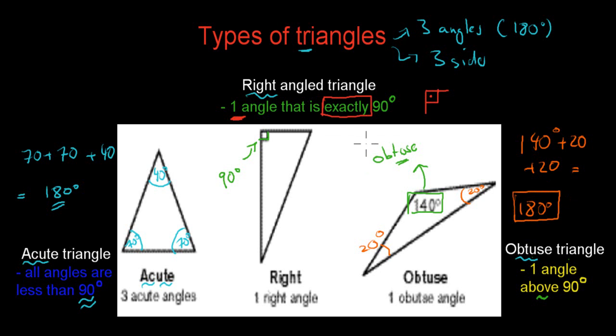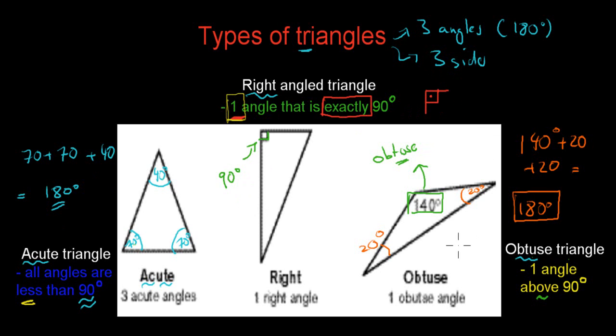So again, these are three types of triangles. We talked about isosceles, scalene, and equilateral in the last video, but this is an example of an acute triangle where all angles have to be less than 90 degrees. So this, for example, might have 70, 70, and 40, which adds up to 180. This is an example of a right triangle that has one angle. It doesn't have to have more than one, just one angle that's exactly 90 degrees. And remember, we show it using this kind of symbol. This is a right angle.